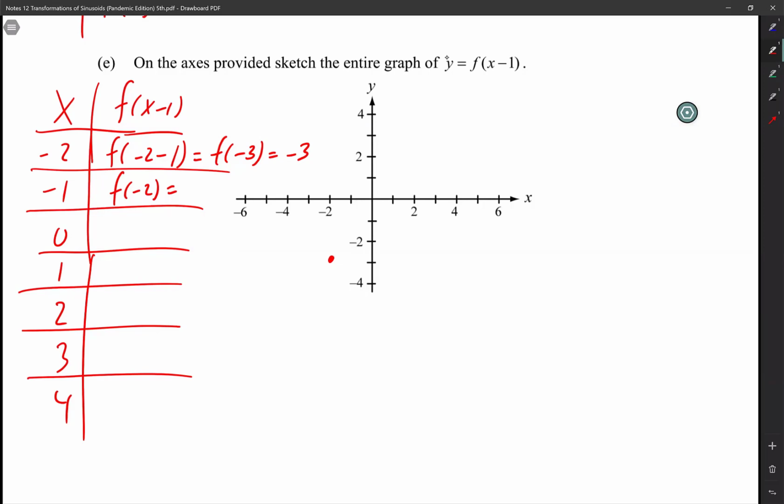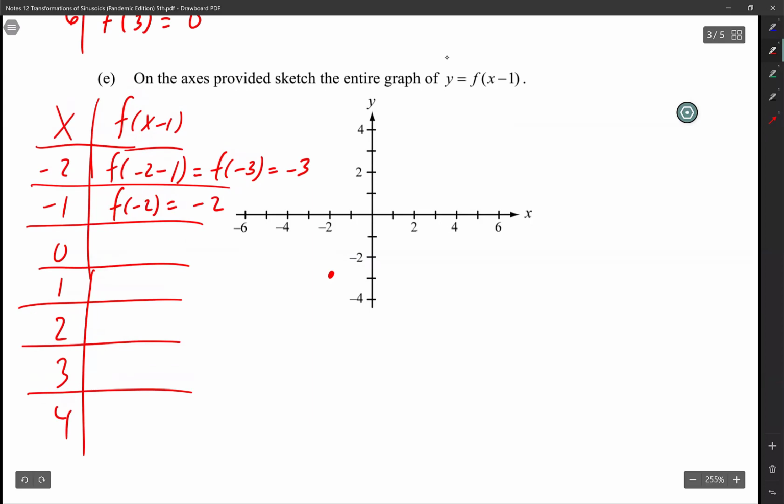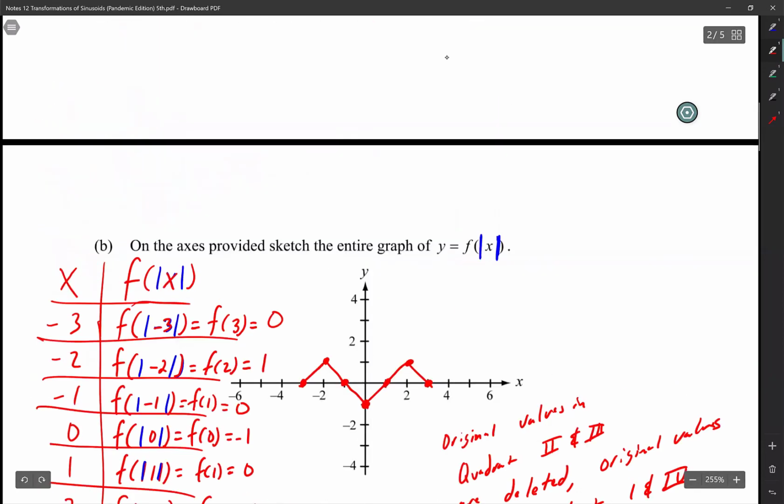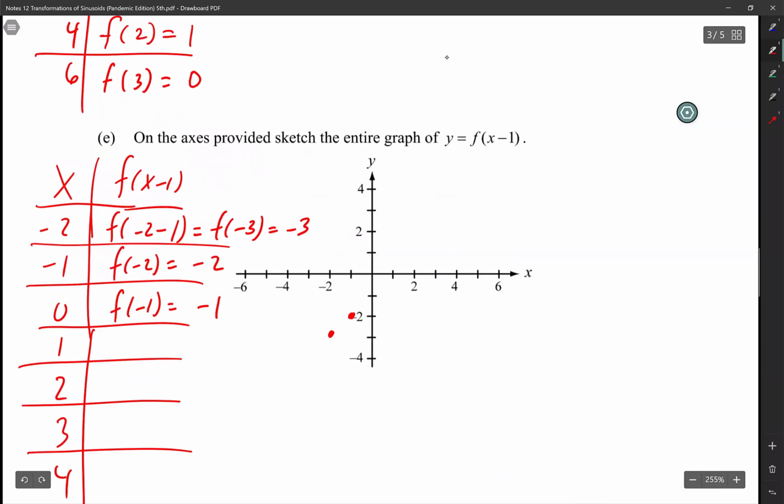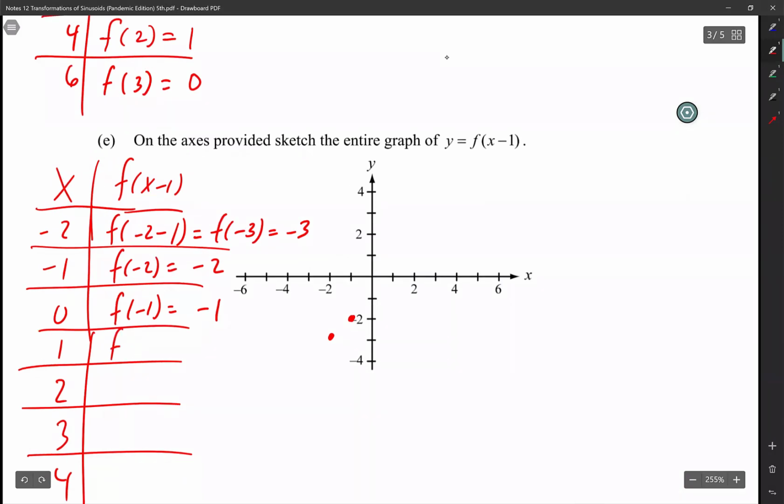All right, -1 minus 1 is -2. F of -2, I actually forgot what f of -2 was. Was it -2? So -1, -2, point. F of 0 minus 1, that's f of -1. F of -1, is it -1? Let me check. Yep, -1. F of, let's see, 0. Oh no, that's a 1. 1 minus 1, f of 0. F of 0 is -1. So 1, -1.